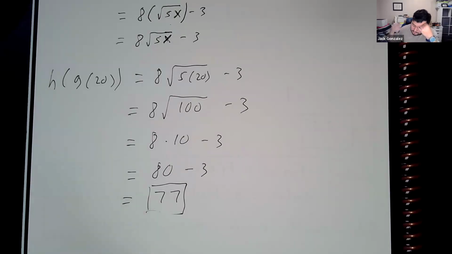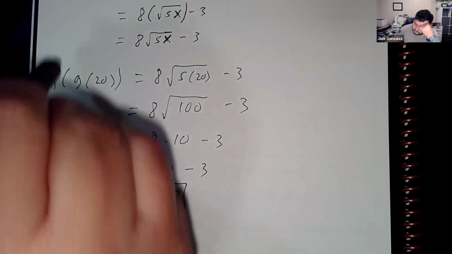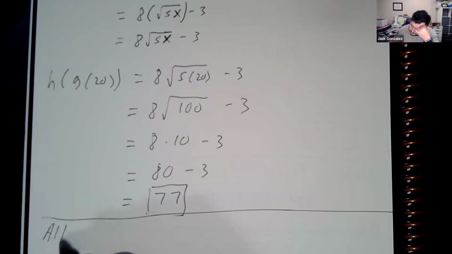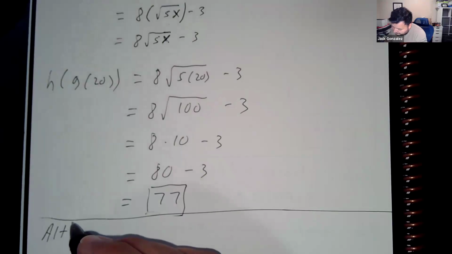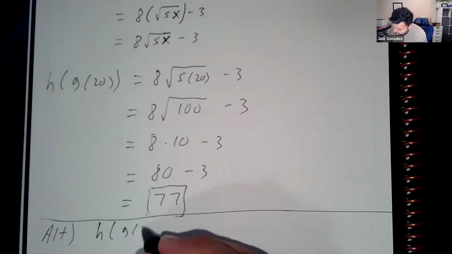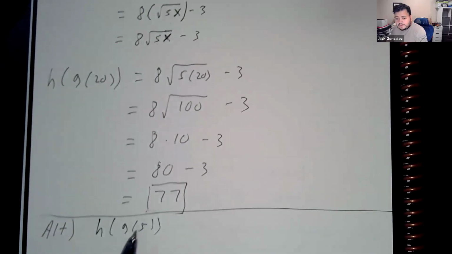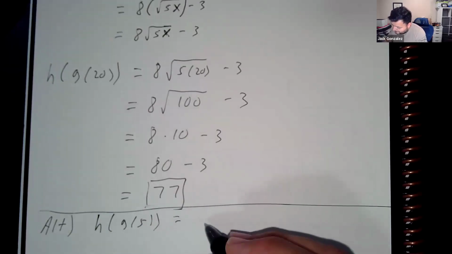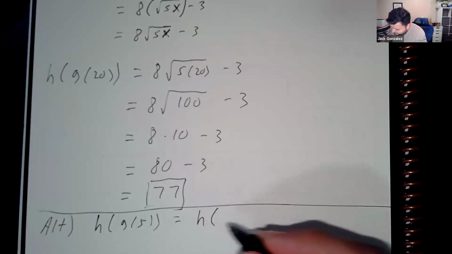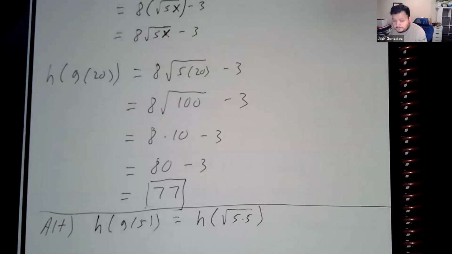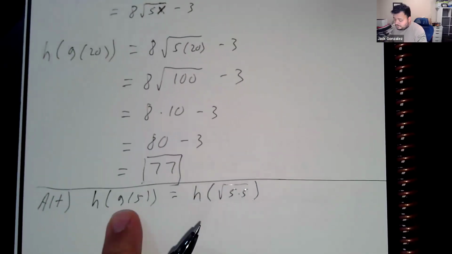Well, let me show you the other idea. Maybe it'll help just kind of sink in. It's an alternate method. You could technically do it all at once and say, well, I could put the 5 into the G, get a result, and put that into the H. We could do that. This would be H of the square root of 5 times 5 once you plug it in, right? Okay, this is G of 5.